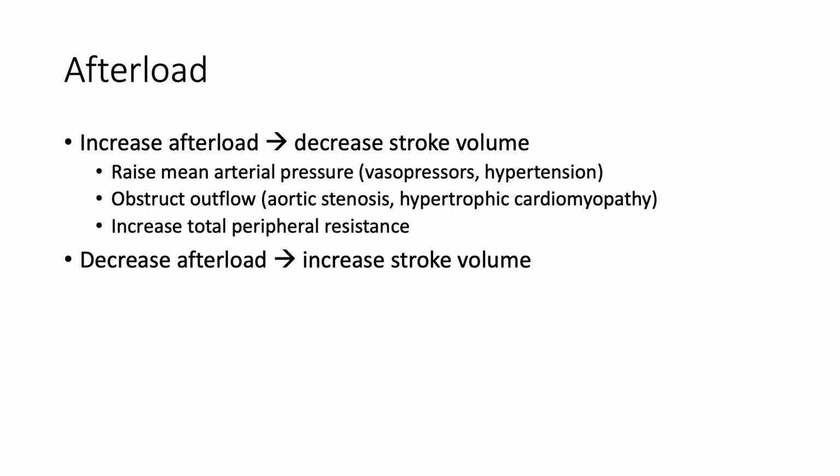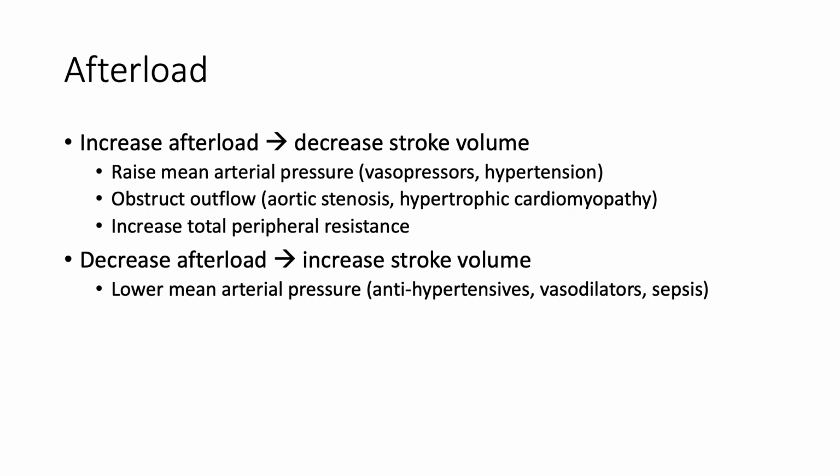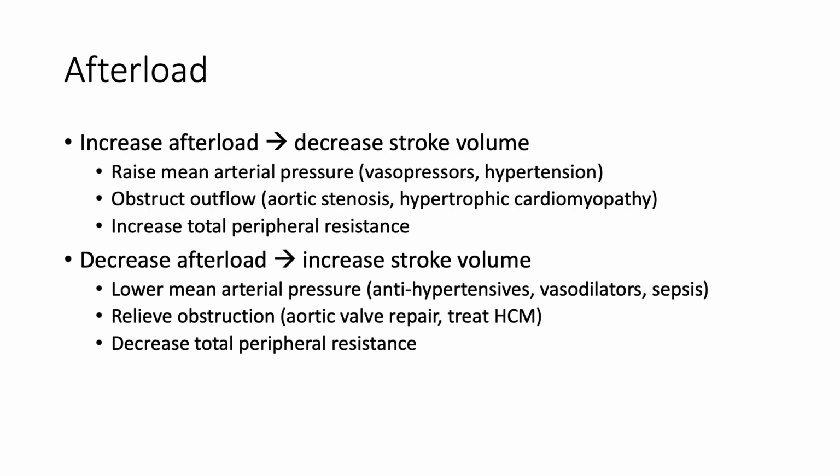Now, if you decrease afterload, that's going to increase your stroke volume, and this is anything that lowers your mean arterial pressure. So if you give someone medications for hypertension, going to bring down their blood pressure, that's going to improve their cardiac output. Vasodilators will do that. Conditions like sepsis, which are caused by infection, will also decrease your afterload by lowering your mean arterial pressure. Now, if you fix obstructions, like you fix someone's aortic valve or you treat their hypertrophic cardiomyopathy, that's going to bring down afterload and increase the stroke volume. And then anything that decreases total peripheral resistance will decrease afterload.